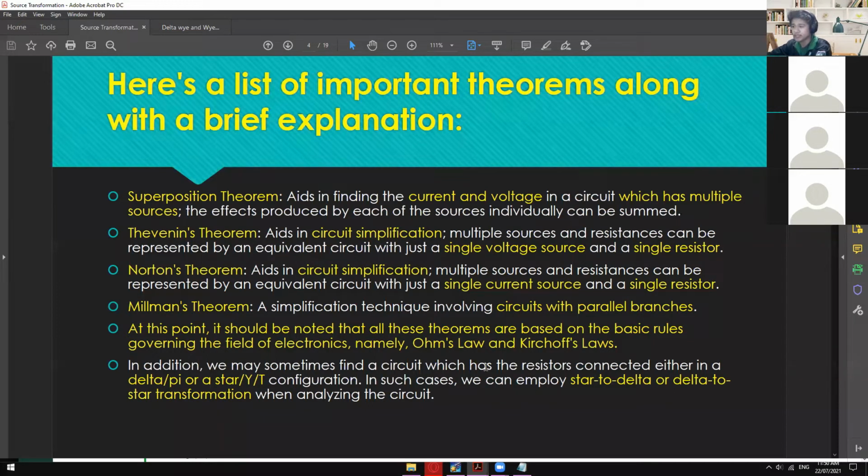Additionally, which we haven't discussed yet and which will be discussed later on after this module, we may sometimes find a circuit which has the resistors connected either in a delta or pi, or star, Y or T configuration. Delta and pi are just the same; sometimes it's called pi, sometimes delta. The same with star connection, Y connection or T connection. Those are just different terminologies. In such cases, we can employ star to delta or delta to star transformation when analyzing the circuit. Later on, I will discuss this one. For now, you probably have no idea what this delta or pi is, but it's just a conversion from this to this, or vice versa.